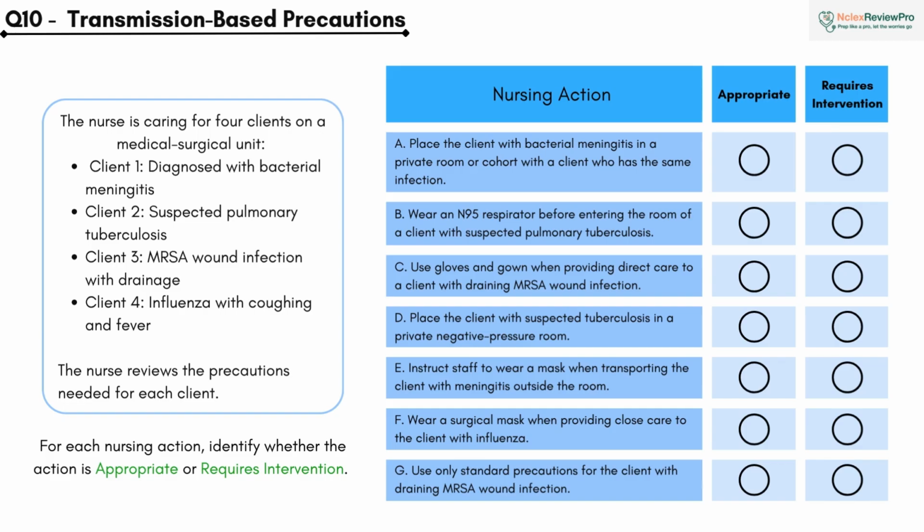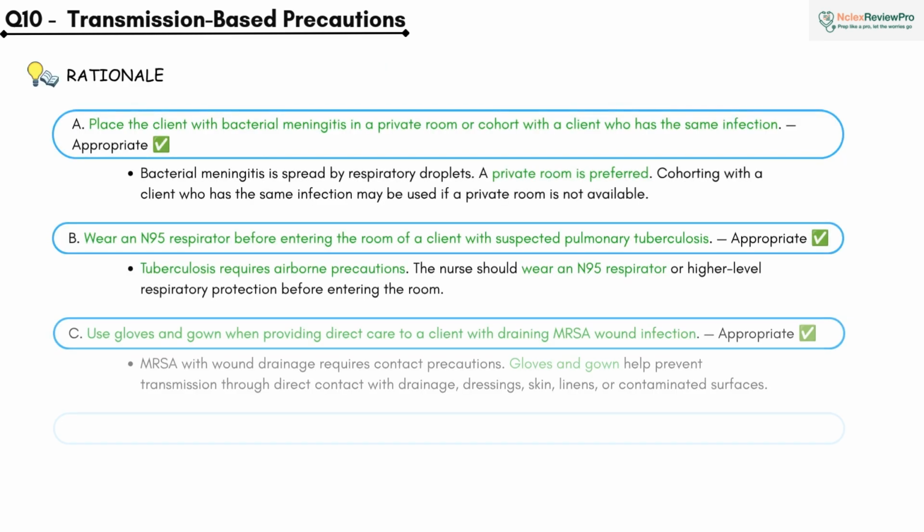The correct answers are: Option A is appropriate, Option B is appropriate, Option C is appropriate, Option D is appropriate, Option E requires intervention, Option F is appropriate, and Option G requires intervention. The key idea here is to match the type of precaution to the route of transmission. Droplet infections need a surgical mask. Airborne infections need an N95 respirator and a negative pressure room. Contact infections need gloves and gown. Now let's go through each option.